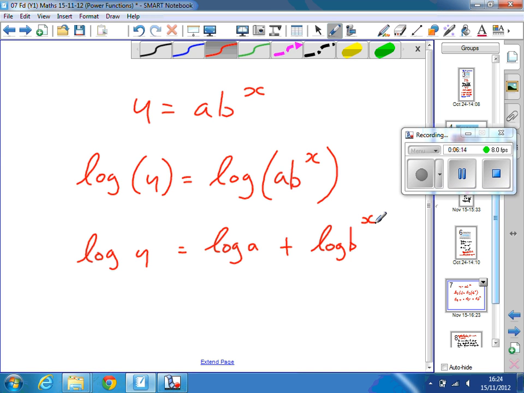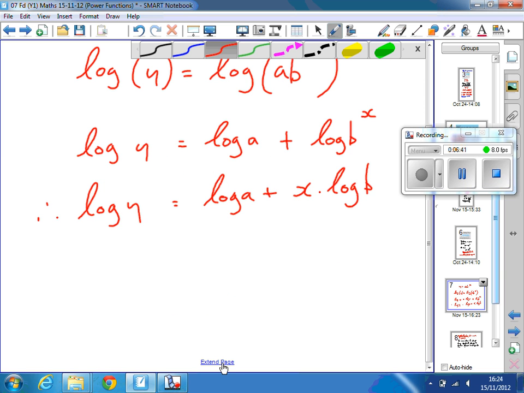Actually, on that point, for exams, you need to see the steps, but of course we can combine the two steps for the laws of logarithms, because we now know that the x can come down and become a multiplier. So you could jump straight to, therefore, log y equals log a plus x log b. If I write it with the right-hand side the other way around, we can then again compare with the equation of the line.